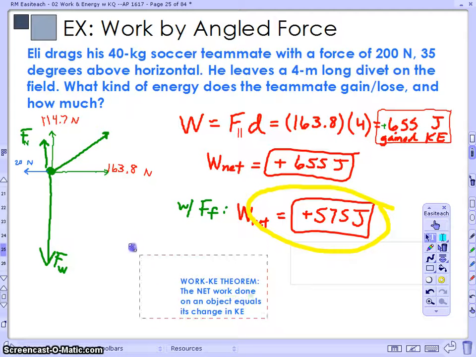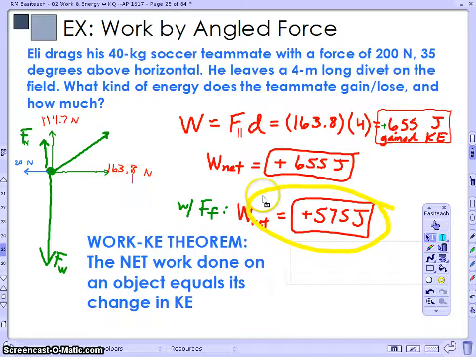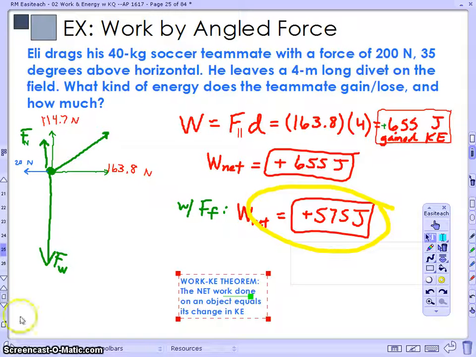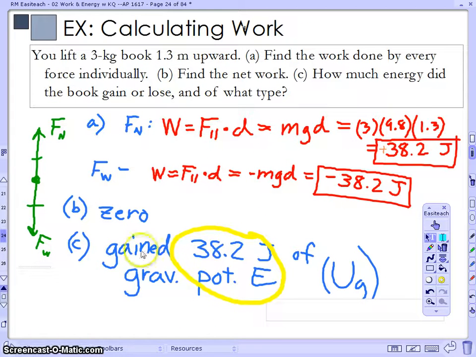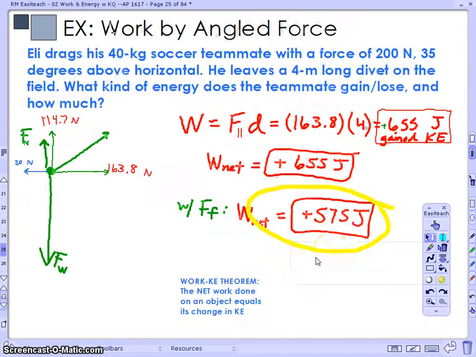And we call that the work kinetic energy theorem. Notice that, and you should write this down and think about it. Notice that the net work in a problem like this, where you're calculating work, does not determine potential energy. The net work determines kinetic energy.